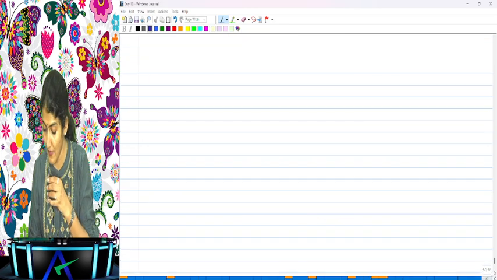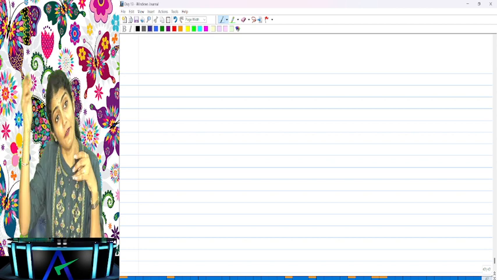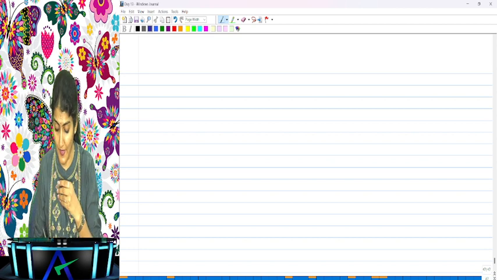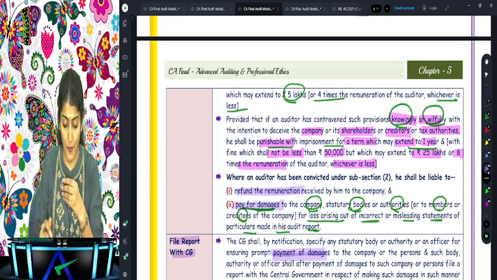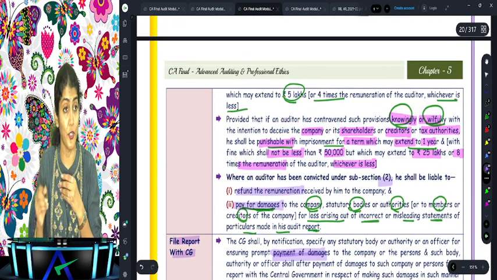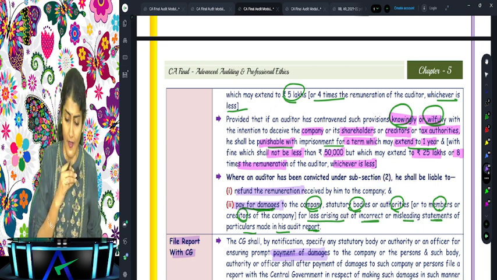Yes. No, for the willful default. Yeah, because that is coming only over here. Yes, for the willful. It is only for the second part over there. Convicted under subsection 2. That is under the second one. Right, only under the second one.